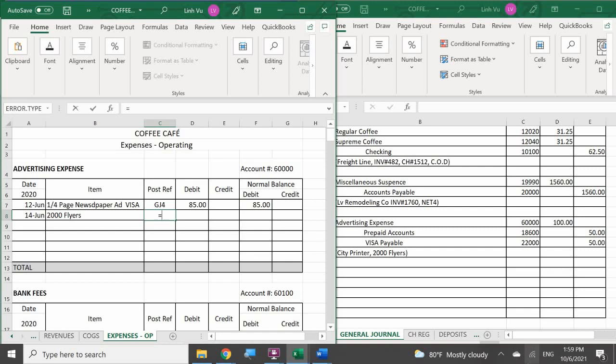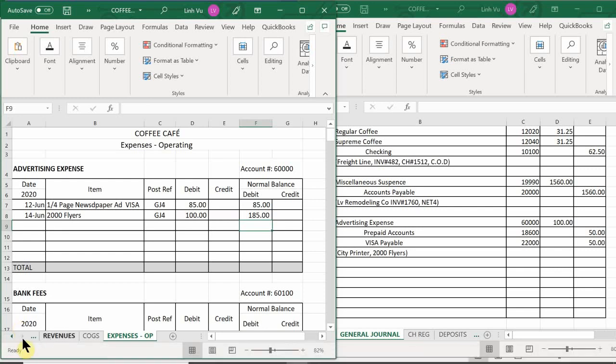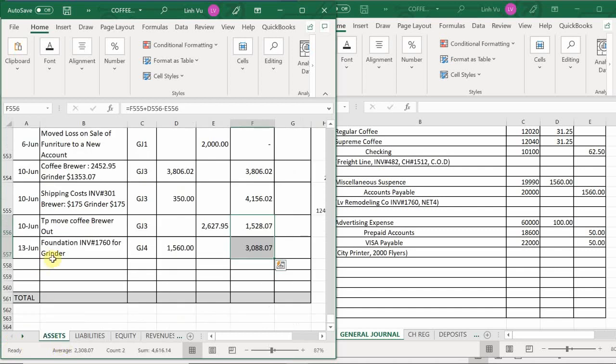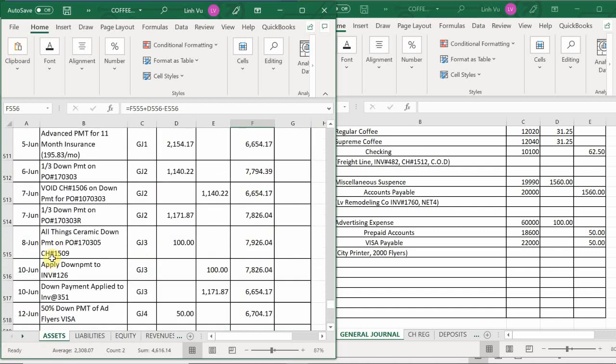Journal 4, we're still on the fourth one, and $100. So we have 185. Good. We have $185 worth of advertising. What else? We have a prepaid account, so we need to go and redeem that and credit it out, because now we're redeeming our voucher and applying it to the invoice.